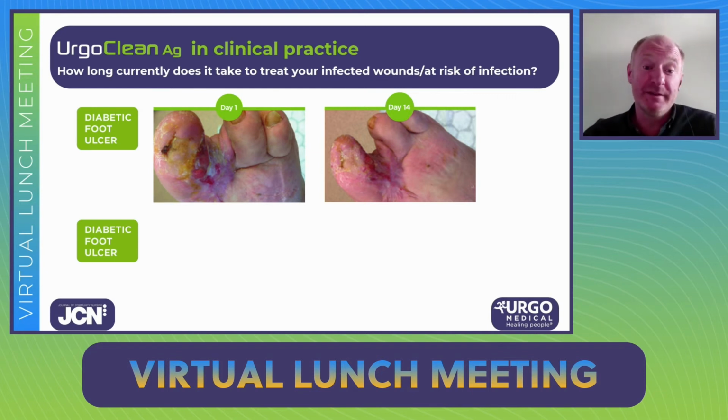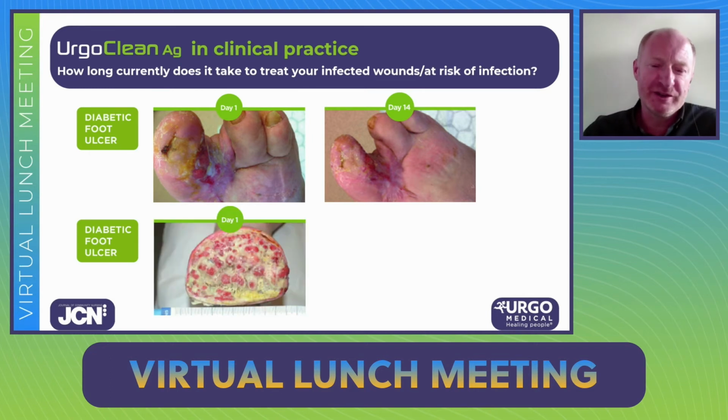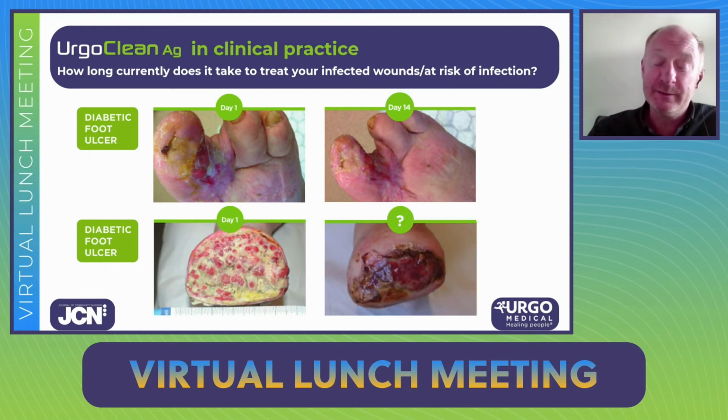Another diabetic foot ulcer on a partially amputated foot, very, very sloughy, 90% slough, and very, very thick slough as well. To be nicely cleaned up, maximizing the chances of healing. Again, this was achieved in 7 days with UrgoClean Ag, which frankly for a diabetic foot ulcer is an excellent result as well.